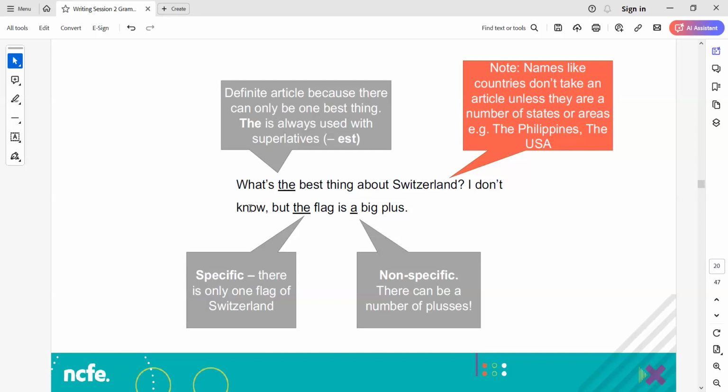Note that names like a country name don't take an article in general. So we wouldn't talk about the Switzerland, the Australia, the Mexico and so on. The only exception is where the country is a number of states or areas. So for example, the Philippines, the USA. But generally the majority of countries would not have an article at all. So no a, no the.